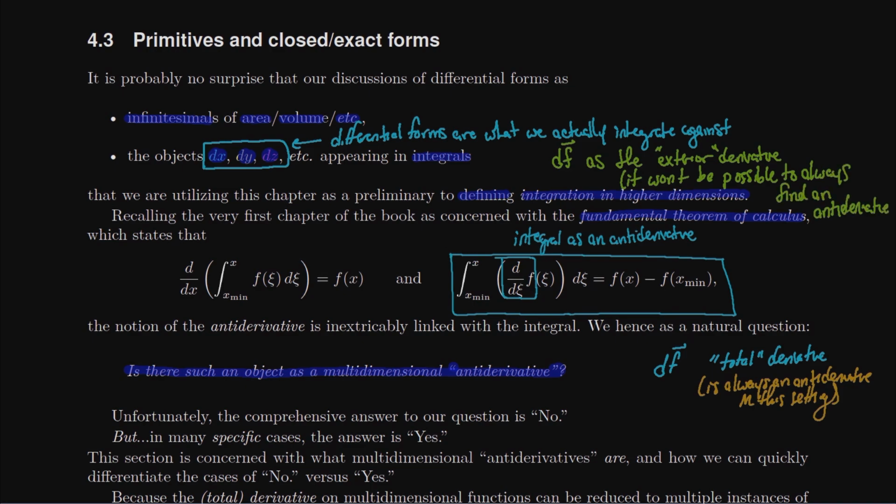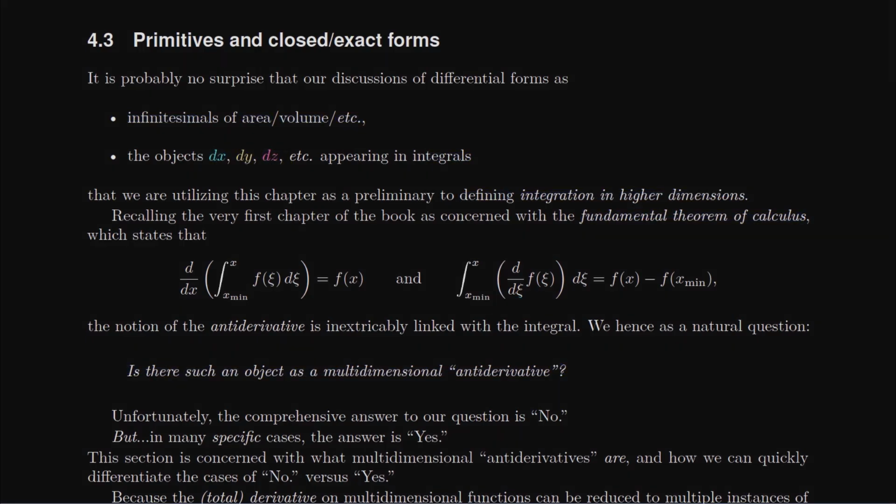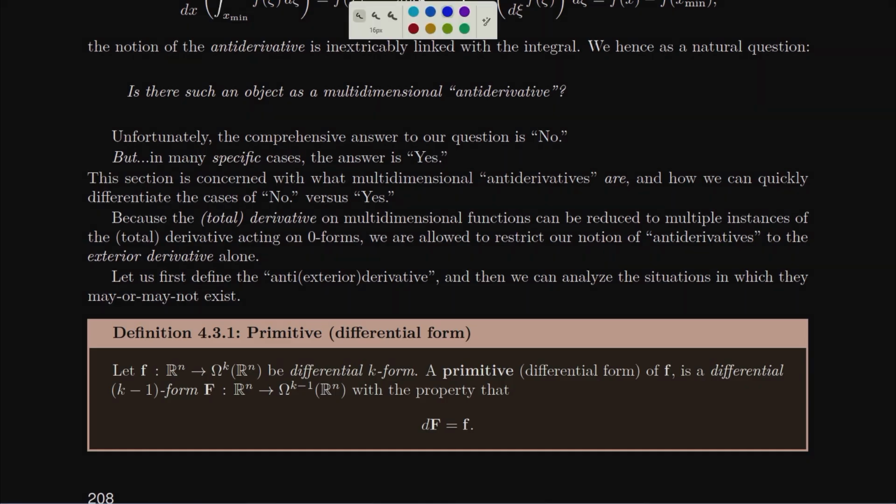So that's a little bit sad. A little bit sad in the way that, the way we want to define integration with these differential forms, we won't actually be able to find an antiderivative. Not necessarily, at least. And so that's why I say here, the comprehensive answer to our question is no. There are specific cases where the answer is yes. So what are we going to do today? We're going to figure out just what multidimensional antiderivatives are and how we can differentiate those cases of no versus yes. There's going to be a pretty easy computation we can take that'll tell us whether or not it's available to produce this multidimensional antiderivative.